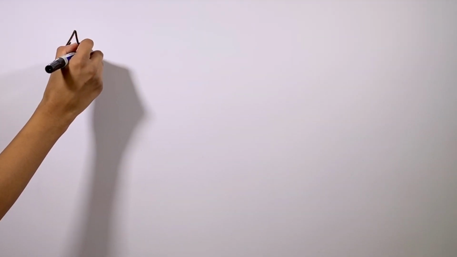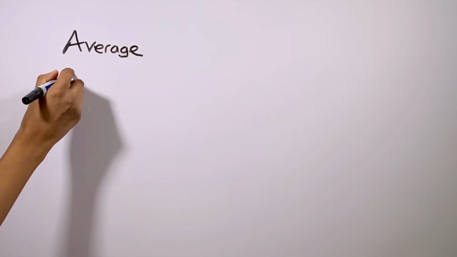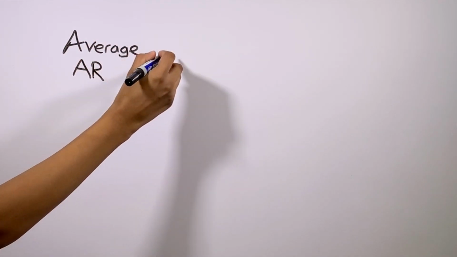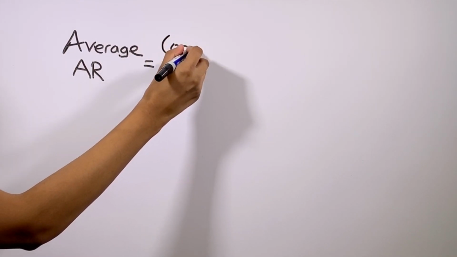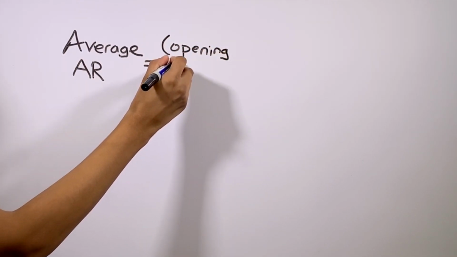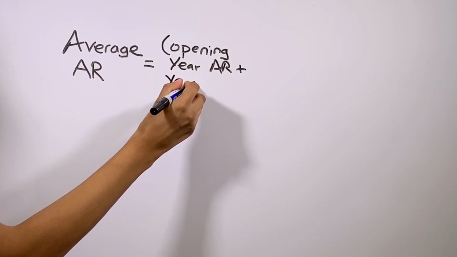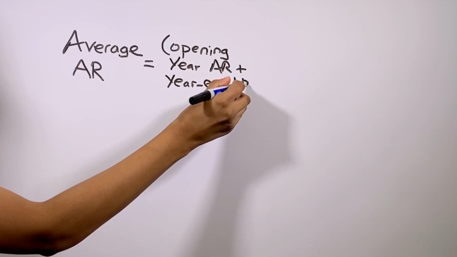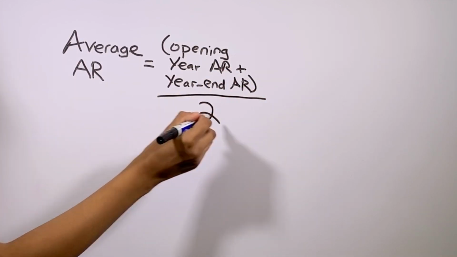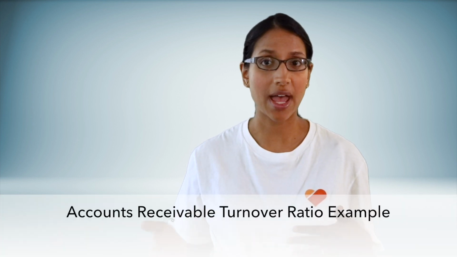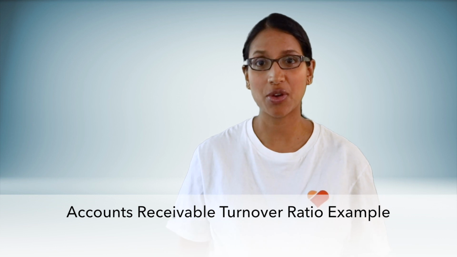Average accounts receivable refers to the average amount of money that customers owe to you throughout the year. To get this number, you can take the dollar amount of accounts receivable that you had at the opening of the year and add the dollar amount of accounts receivable that you had at the end of the year. Then divide this sum by 2 to get the average accounts receivable. Now, accounts receivables are considered assets, so you can find all the numbers that you need for this formula on your business's balance sheet. Let's go through an example to better understand how accounts receivable turnover ratio works.